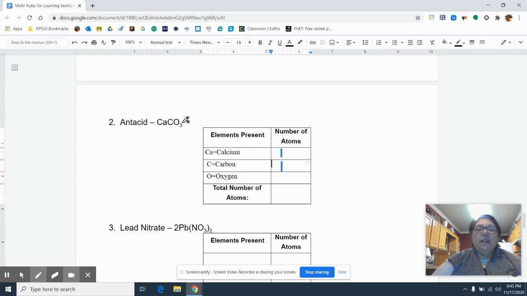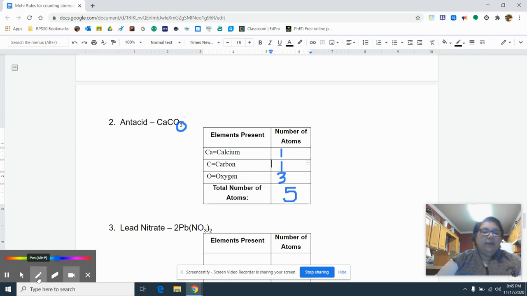And then oxygen, there's a subscript of 3. So there are 3. So there's a total of 5. Total of 5 atoms altogether. Okay.